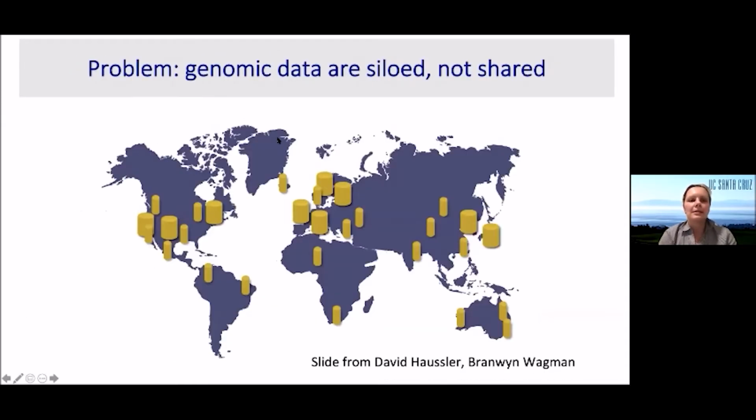And since this is a relative measurement, having access to data from other specimens to compare these expression levels to is crucial. The problem in the field is that genomic data are siloed and not shared. Individual laboratories and individual hospitals are generating data, and that data usually remains in that laboratory or that hospital because there are a lot of issues. There are both technical and regulatory issues with sharing data.